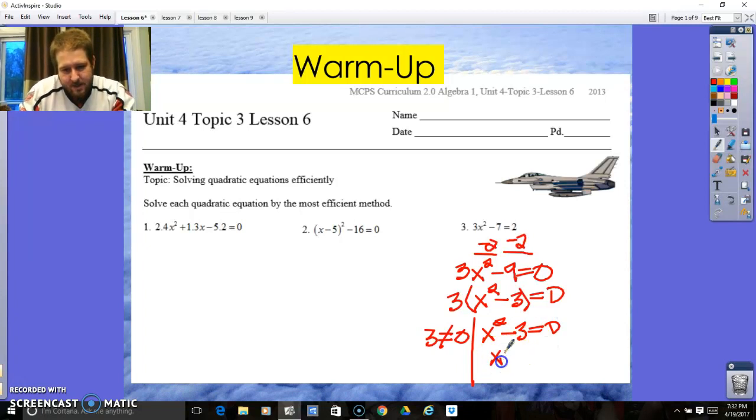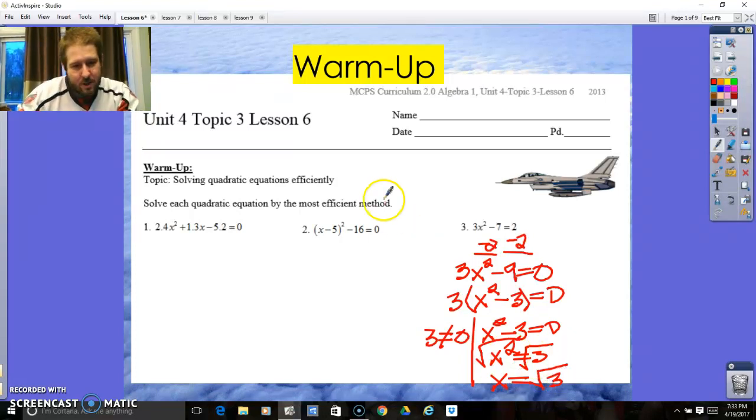Add 3 to both sides. That gives you x squared equals 3. Square root of both sides to find x. x must be the square root of 3, which is going to give you an irrational answer.